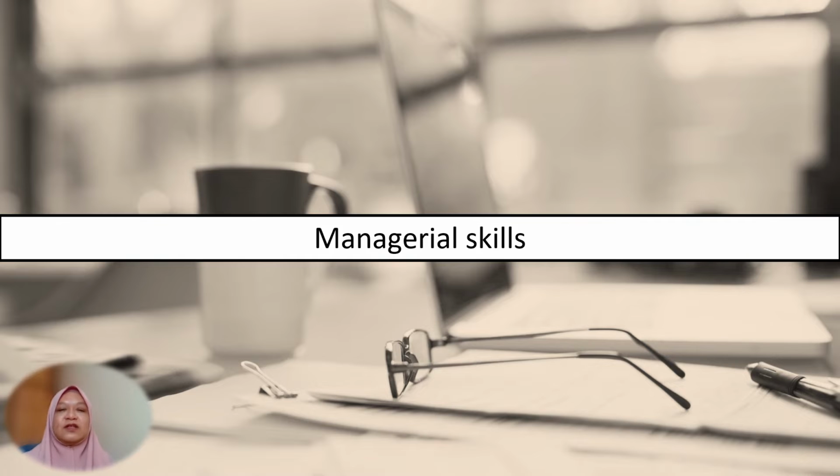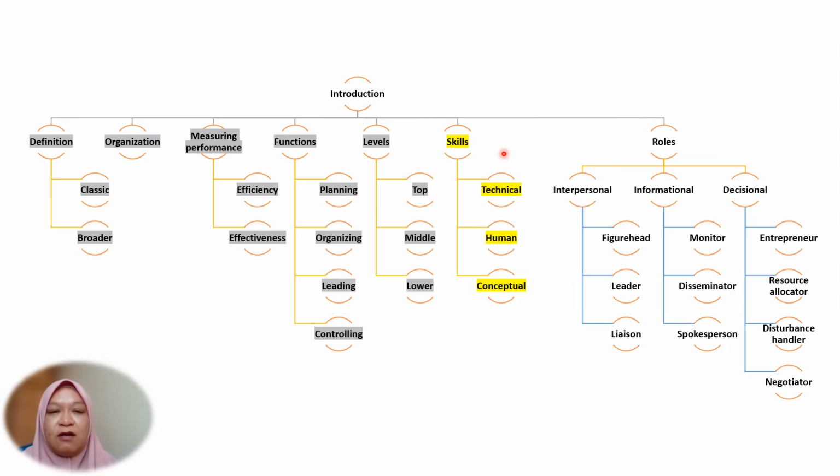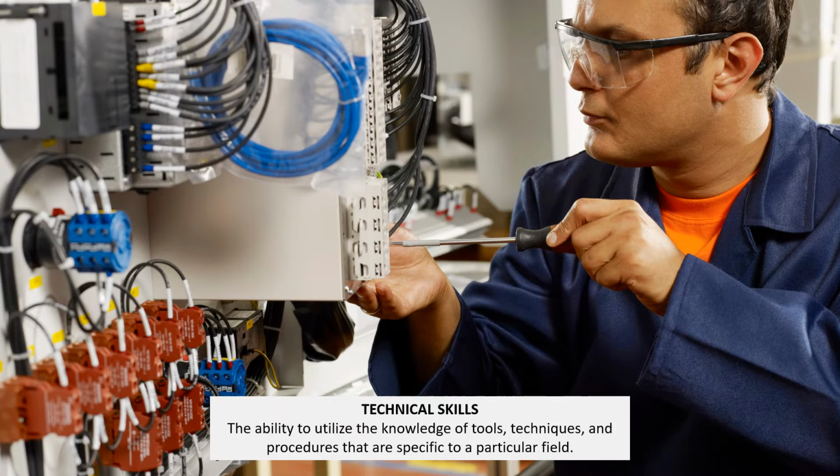So let's see the managerial skills. We know that for all these managers, the top, middle and lower, to become a manager you must have the skills. So what are the skills? There are 3 types of skills: technical skill, human skill, and also conceptual skill. Let's see the first one, technical skill.